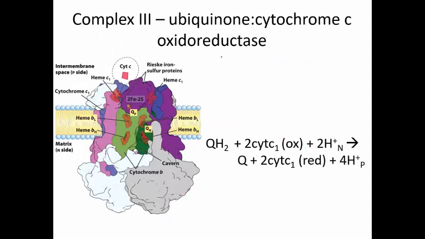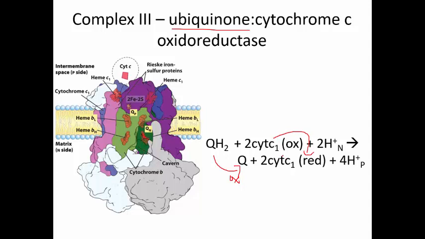Complex 3 now takes the ubiquinone that came from either complex 1 or complex 2. No, not both. So nothing's going to go through both complex 1 and 2. It's going to go through one or the other. And this is called the ubiquinone cytochrome C oxidoreductase. This is another sign that you're talking about a redox reaction. And this is just going to now take Q and reoxidize it. And then it's going to take a cytochrome C and reduce it.